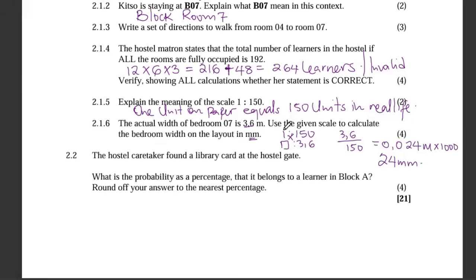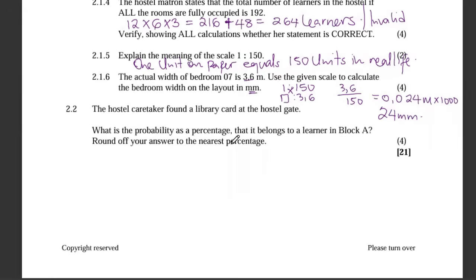Okay. The hostel caretaker found a library card at the hostel gate. What is the probability as a percentage that it belonged to a learner in block A? Round off your answer. So block A, guys, this is simple. Block A is only 1 divided by 12. But it belonged to a learner, not to the block, but to a learner.